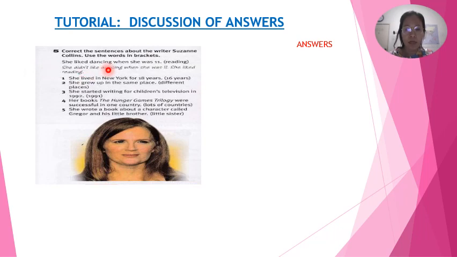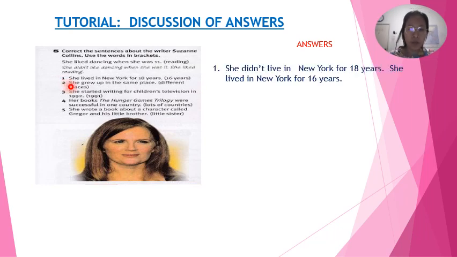Okay, so the verb is dancing. We need to change to reading. She didn't like dancing when she was 11. She liked reading. Okay, number 1, she lived in New York for 18 years. So how can we change the sentence? She lived in New York for 18 years. So we can change it to she didn't live in New York for 18 years. She lived in New York for 16 years. Okay, so after the verb be or did, this one should be the root verb.